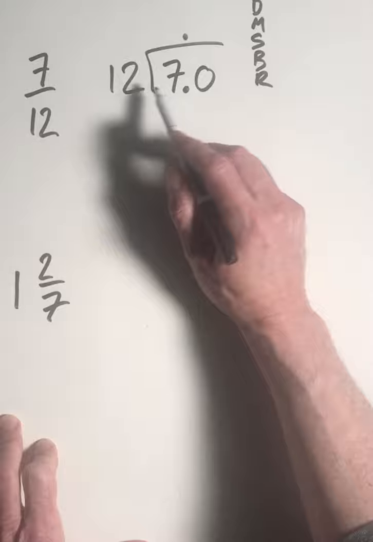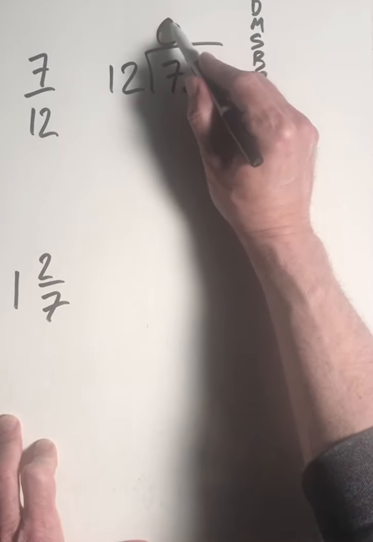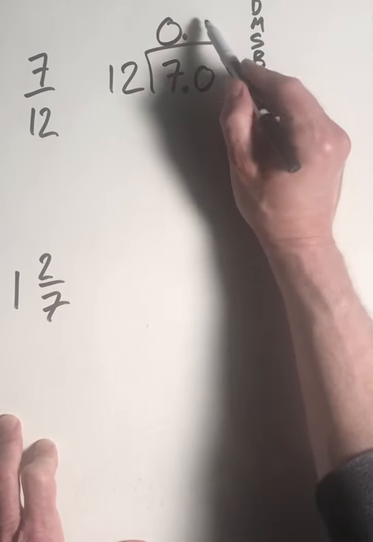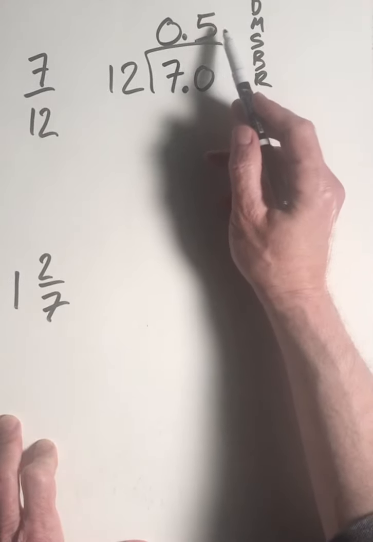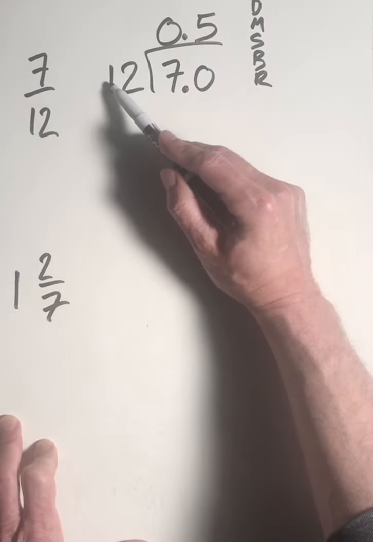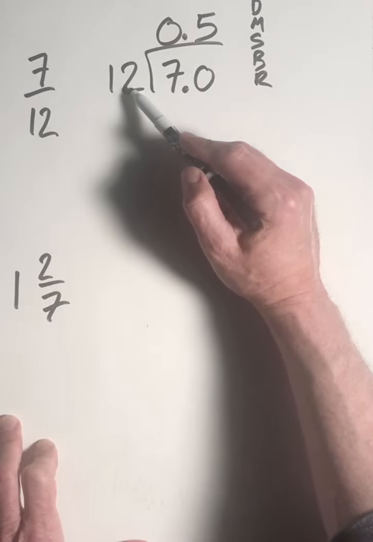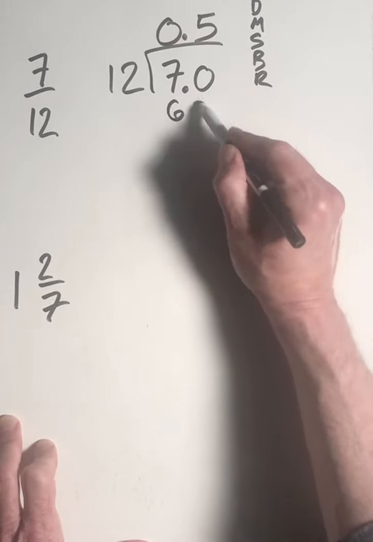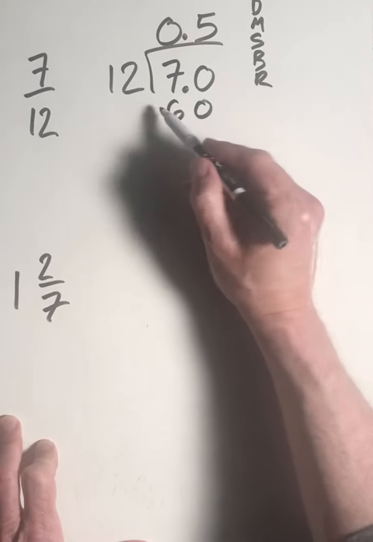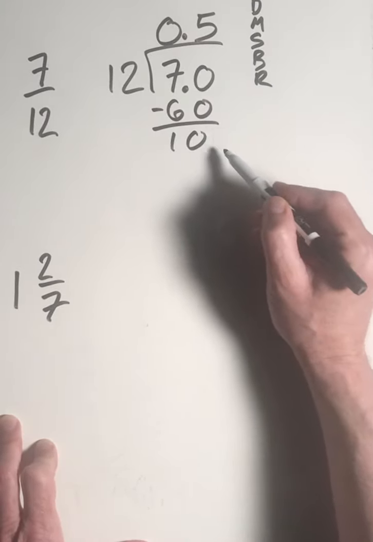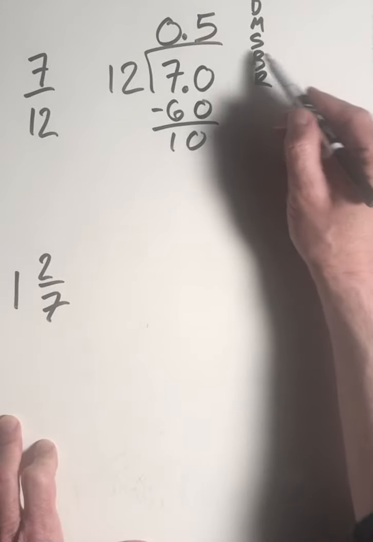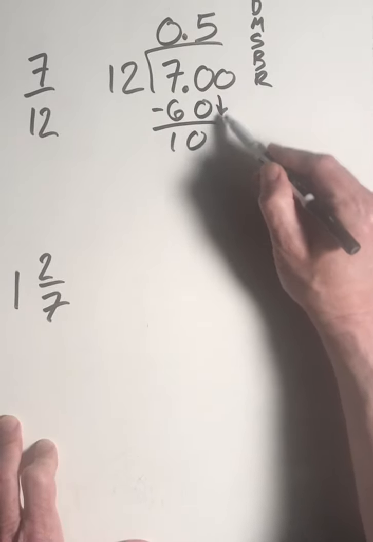So 7 is not divisible by 12, so I can put a 0 here, and I can put a 5 here, and then after dividing, I'll multiply. 5 times 10 is 50, and 5 times 2 is 10, so 50 and 10 is 60. So I've multiplied. Now I'll subtract. All right. Now I'll bring down. So I have to add a 0 here and bring it down.